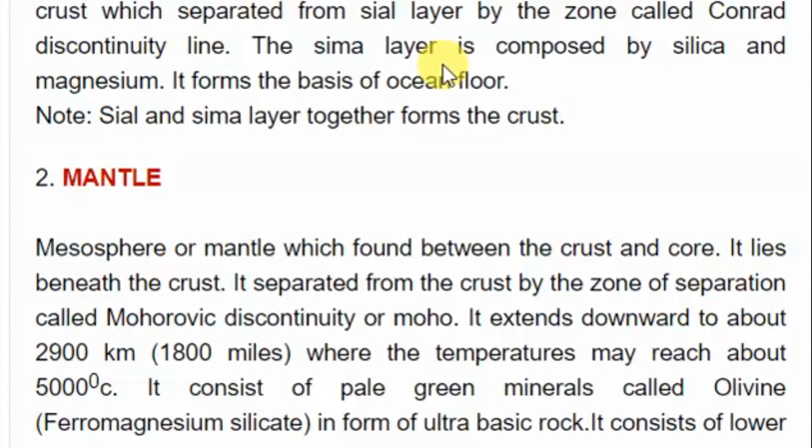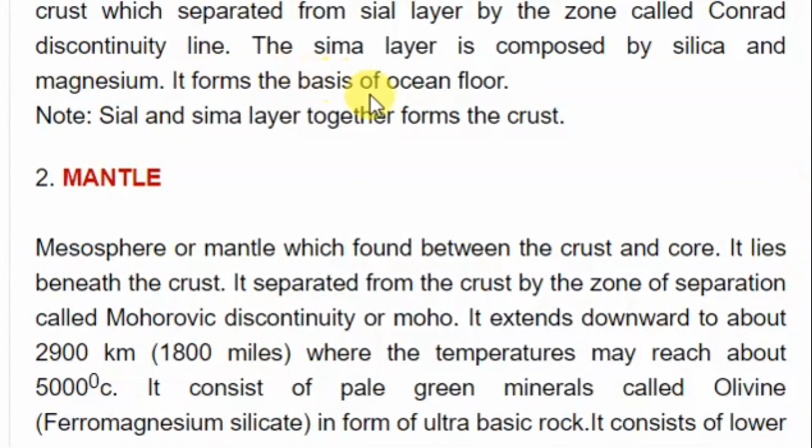The Sima layer is composed of silica and magnesium. That's why it forms Sima, silica and magnesium. So silica is present in both of these layers of the crust, but aluminium is present only in Sial and magnesium is present in Sima.